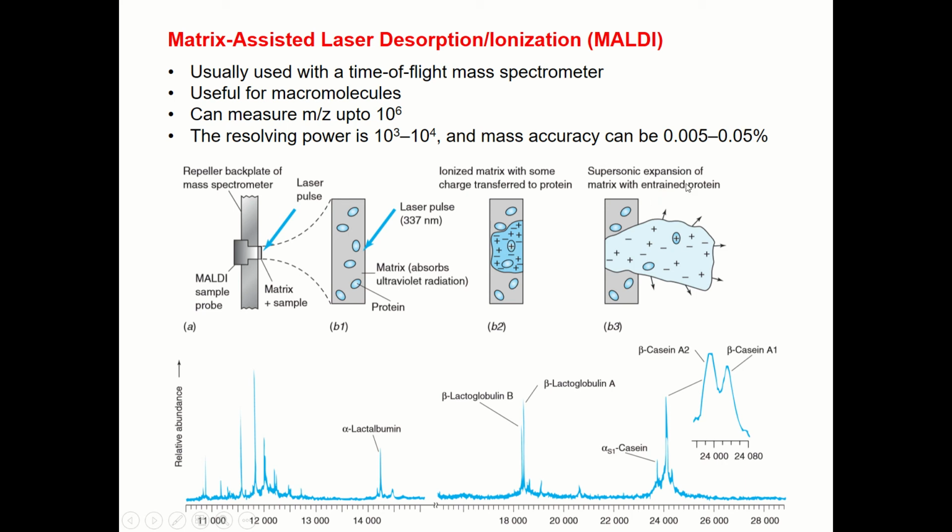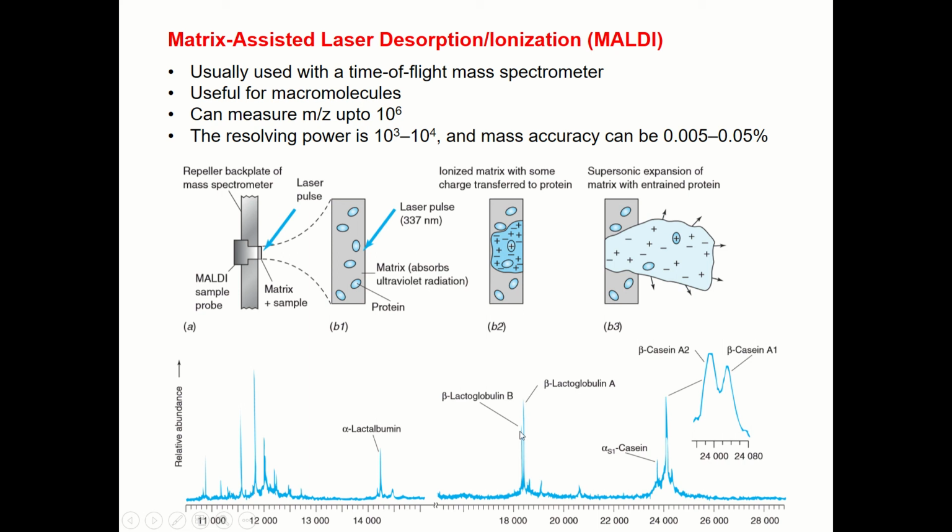Since it is now vaporized, it expands here. This is a supersonic expansion of a matrix with entrained protein. Here it contains a lot of proteins. Now it goes into the detector, the time of flight mass spectrometer, and then the mass is detected. Here is the result. This is the protein molecular peak, alpha lactalbumin, and this is beta lactoglobulin B and beta lactoglobulin A.